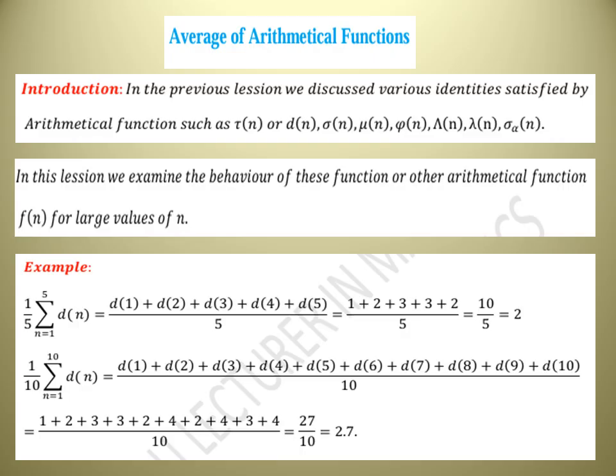there are various identities which are satisfied by arithmetical functions such as tau of n or d of n, the number of divisors of n, and sigma of n, that is the sum of the divisors of n, and Mobius function mu of n, and Euler-Totient function phi of n, Mangoldt function big lambda of n, Liouville function lambda of n, and the sum of alpha powers of divisors of n, sigma alpha of n.